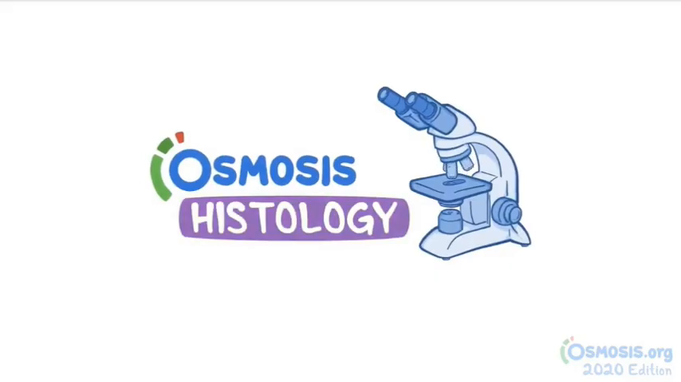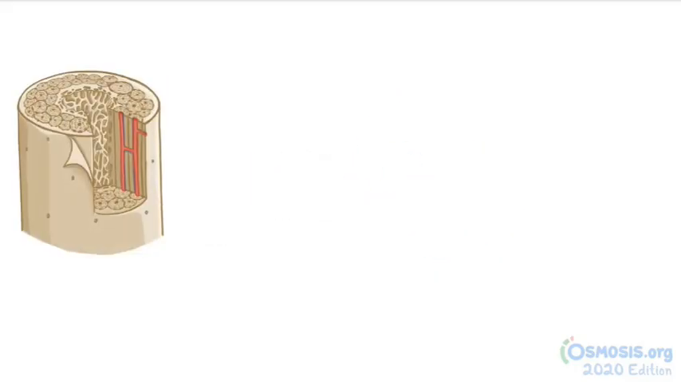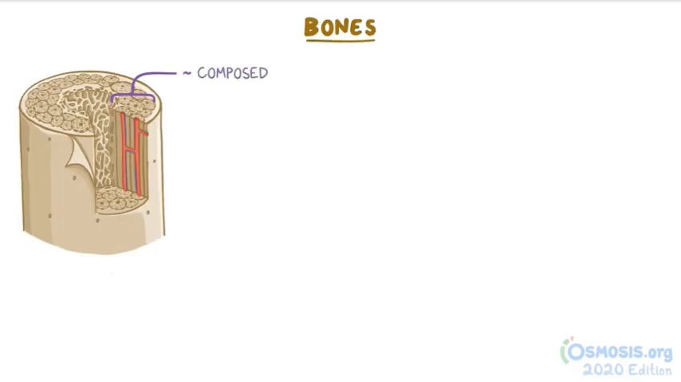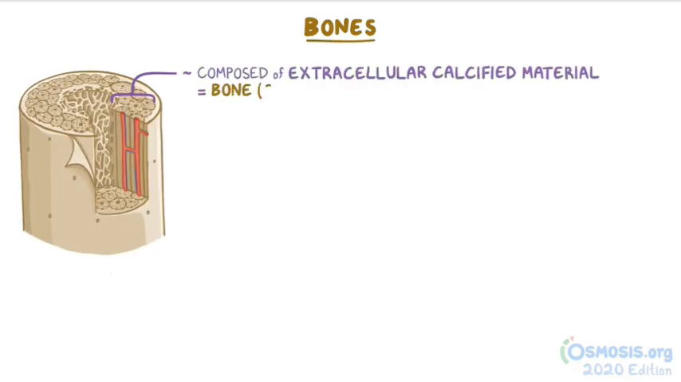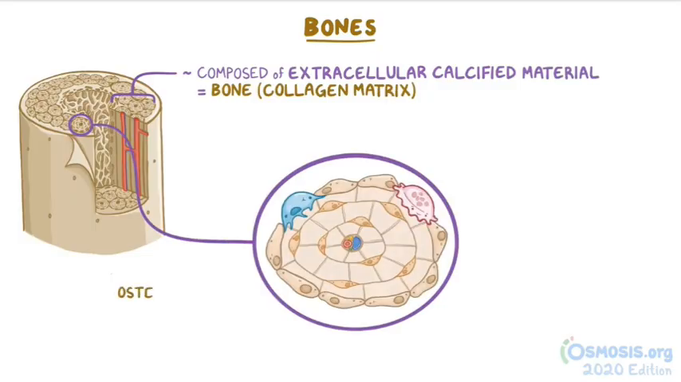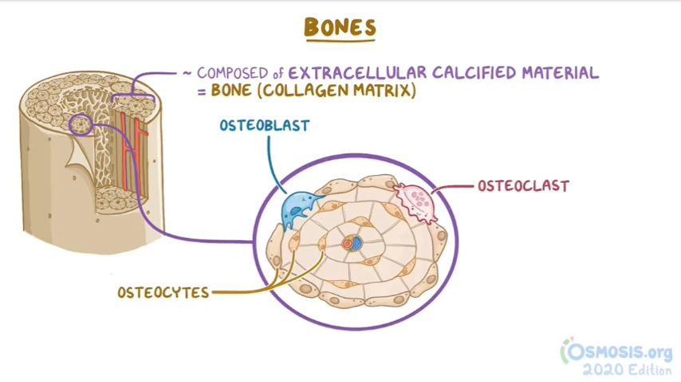Now, let's get a closer look. Bones are composed primarily of an extracellular calcified material called the bone matrix, or collagen matrix. It has three main types of cells: osteocytes, osteoblasts, and osteoclasts. Osteocytes are found in cavities, or lacunae, between the layers of the bone matrix and assist with the nutrition of the bone.